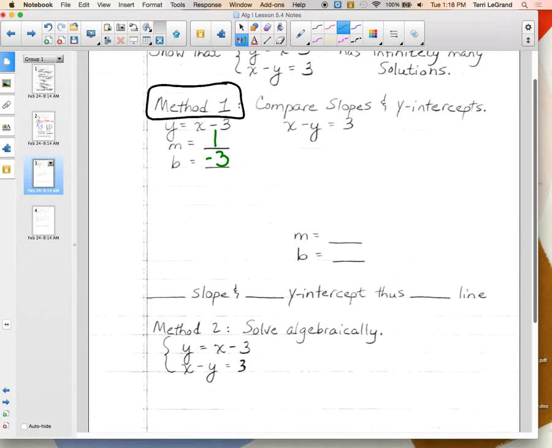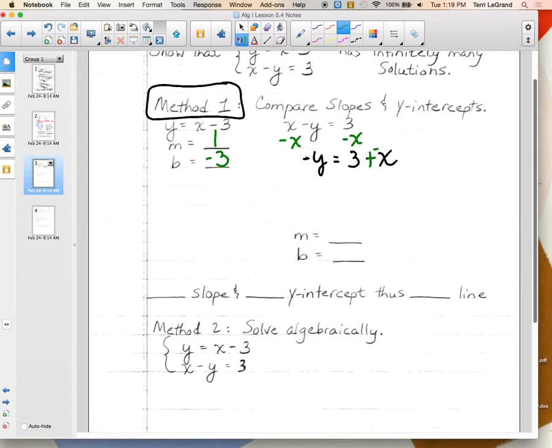Is it in slope-intercept form? No. So get it there. You need to do that first. What should we do? Subtract x. Okay, we can subtract x from both sides. And we're going to have what now? Negative y equals 3 take away x. And now we're going to divide by negative 1, and I'm going to change that to add the opposite, 3 plus a negative x.